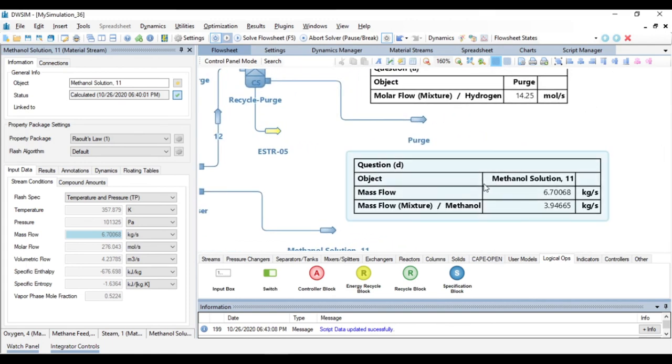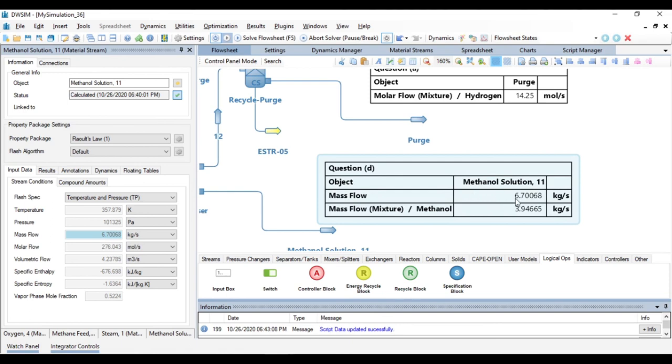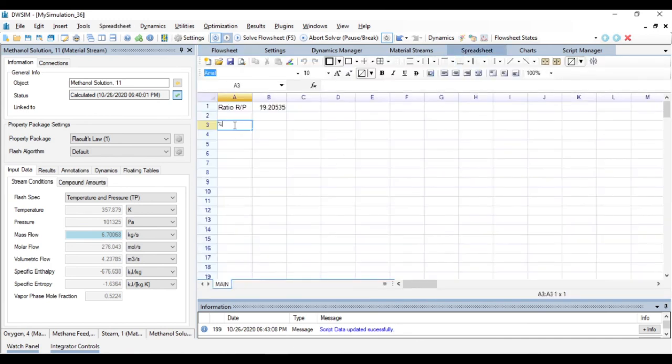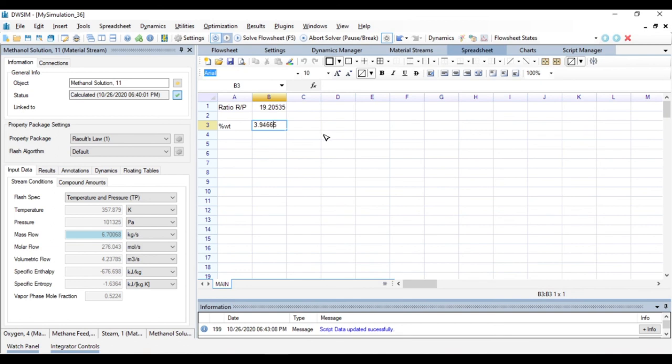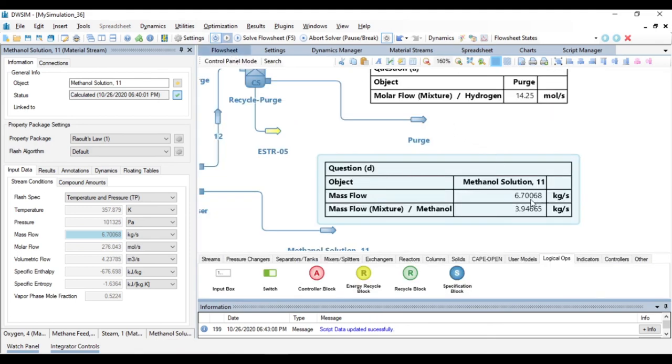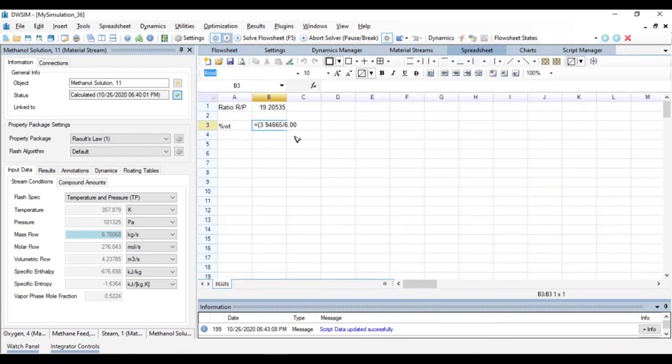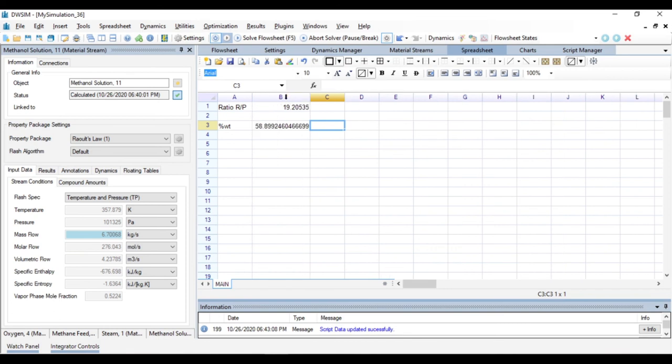So the first answer in D is the amount in kilograms of the methanol solution of 6.70068. Then we will use also a spreadsheet to calculate the strength. So the percent weight of the methanol is equal to, check the amount, 3.94665. So I forgot to add the equal sign, 3.94665. Okay, divided by 6.70068, then multiply it by 100. Then I'll double click it here. This is in percent, and this is the strength of the solution in percent weight or weight percent.